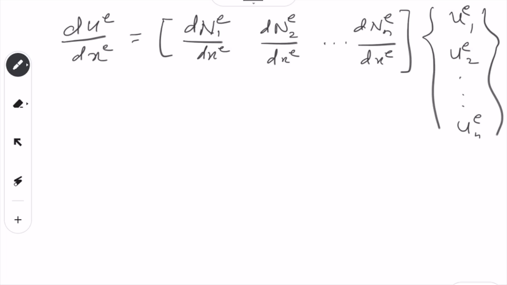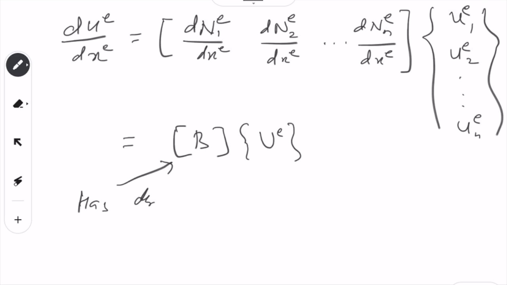So instead of saying, like earlier, we called it the N vector, now the same thing you may call the B matrix multiplied by the U^e matrix, right. So where this B matrix has derivatives of shape functions.